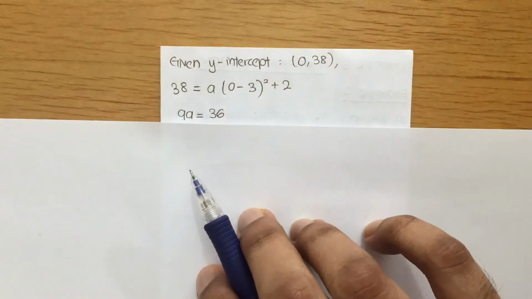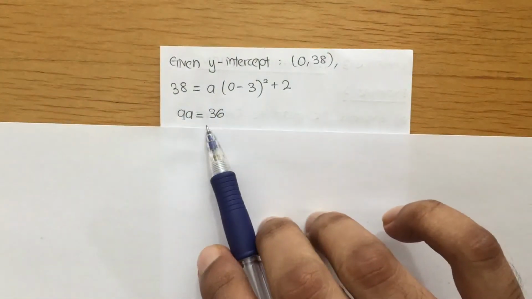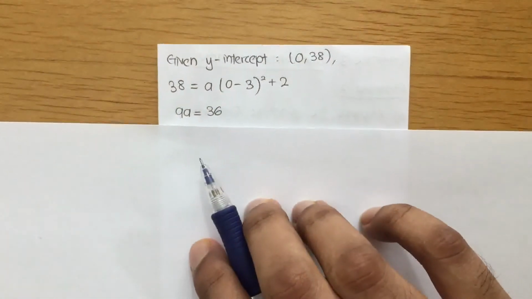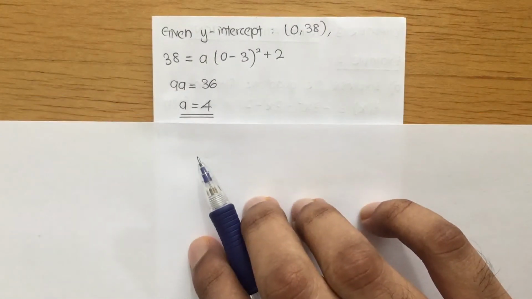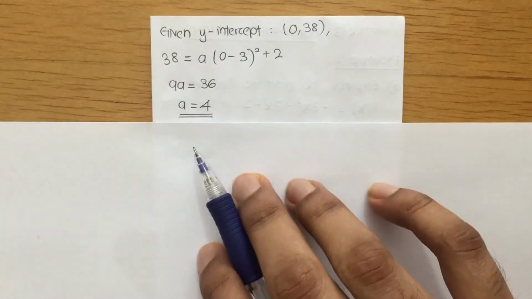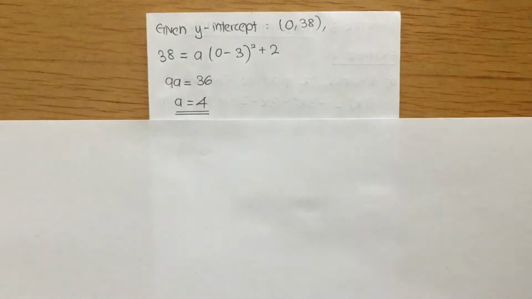Okay, from here, you should get 9a equals 36. To find a, you divide 36 by 9. So from here you should get a equals 4. So this is your answer, guys. So let us proceed to question part B.